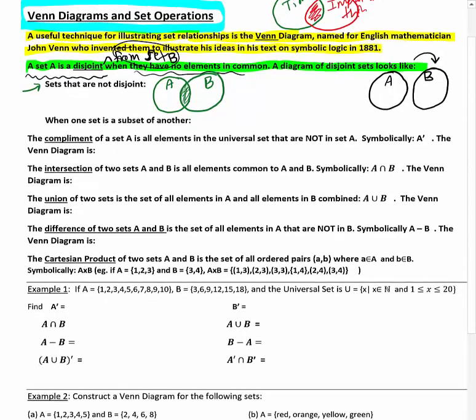If they have something in common, then they're not disjoint. And if they definitely don't have anything in common, then they are disjoint.